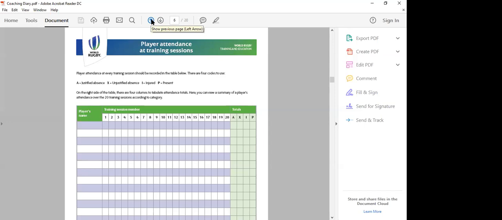We move on. That is a very important page where you record the attendance. We have given you a code guiding you: all you need to do is A for justified absence. I believe justified absence is when somebody is away with permission, missing training with permission. Unjustified absence is an X. I is injured and P is present. For me, that is a must.